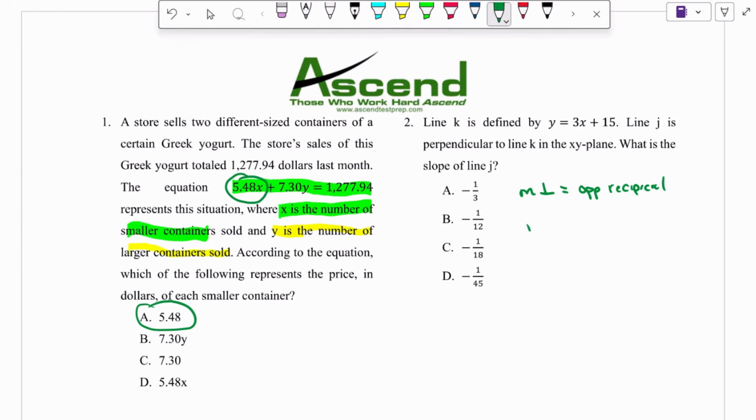So if I know that my slope in the original problem is, I'm going to say 3 over 1, I know my perpendicular slope, if this top one is positive, the bottom one has to be negative, and now I reciprocate. So one is positive, the other one becomes negative, and then I take the reciprocal of 3 over 1, which gives me negative 1/3. Answer choice A.